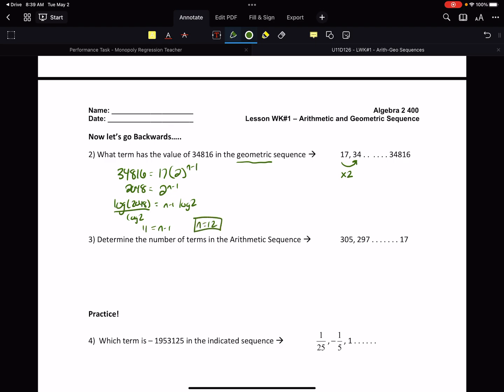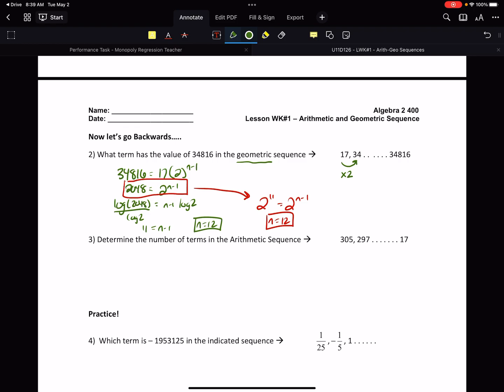So this is actually a helpful spot where we use logs. The other option is that if we take this, we could do change of base. Right? 2,048, if I sit there on my calculator, that's 2 to the 11 equals 2 to the n minus 1, n equals 12. Doesn't matter which way you do it, whichever works best for you.